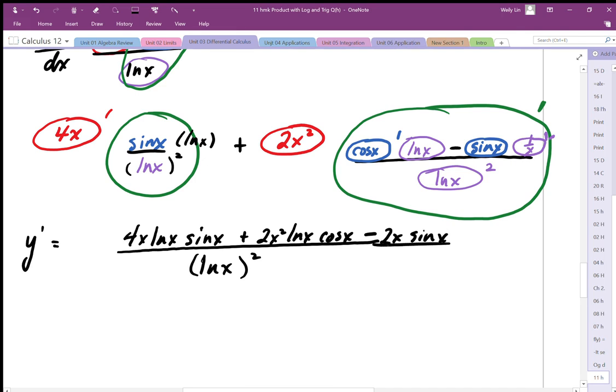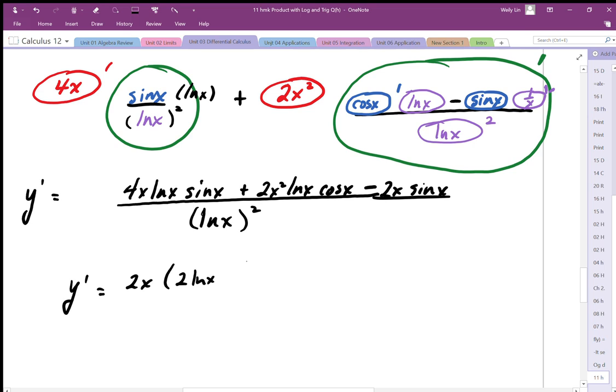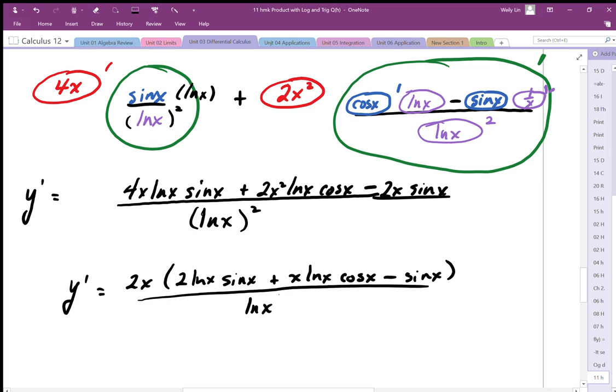Looks like I have a common factor of x and 2, so I'm going to factor that out. I think that's my only common factor though. So when I factor that out with 2x, I get 2 log x sine x plus, factoring the 2x out of here, I'm left with x log x cosine x minus sine x. And that's all over my common denominator of log x, all squared. Okay, so there is my derivative simplified.